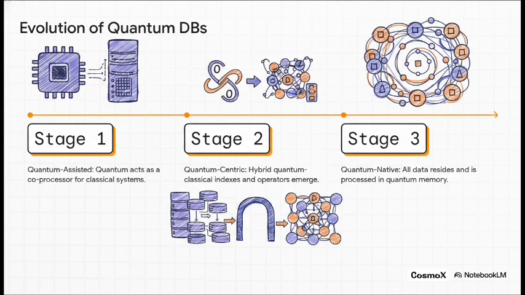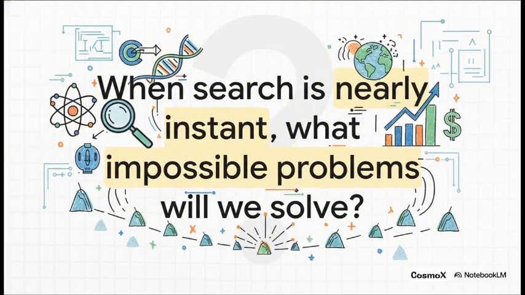The next step is quantum-centric, a true hybrid where data just flows seamlessly between classical and quantum memory. That's when businesses might really start to see the first real-world uses. But the final destination, the end game, is stage 3, a quantum-native world, powered by fault-tolerant hardware, where all our data can live and be processed entirely inside the quantum computer. That's the dream. And that just leaves us with one last really fascinating question to think about.